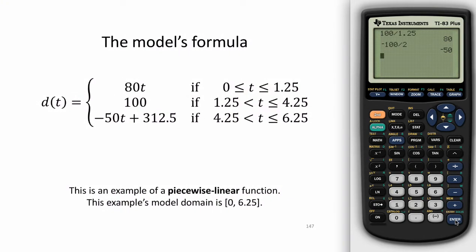So now let's write the formula in the standard way. D of t equals, and then next to the curly brace, thinking of t moving from left to right, we write the formulas in that ascending order. 80t for the first line segment, 100 for the second line segment, and negative 50t plus 312.5 for the third line segment. Any equivalent algebraic form for any of those line segments would be fine. So I didn't have to write slope-intercept form here. I could have stuck with the point-slope form.